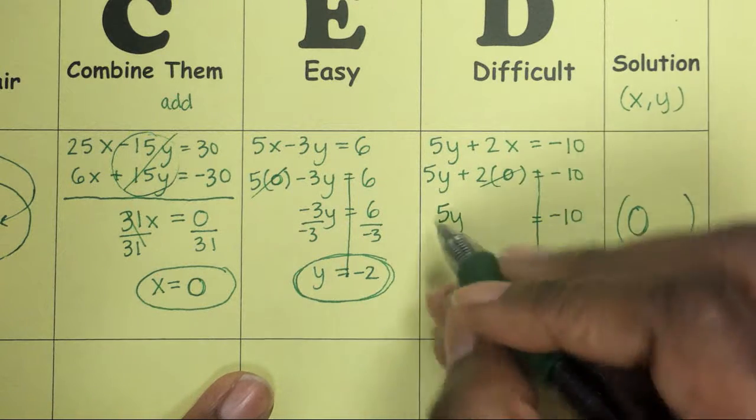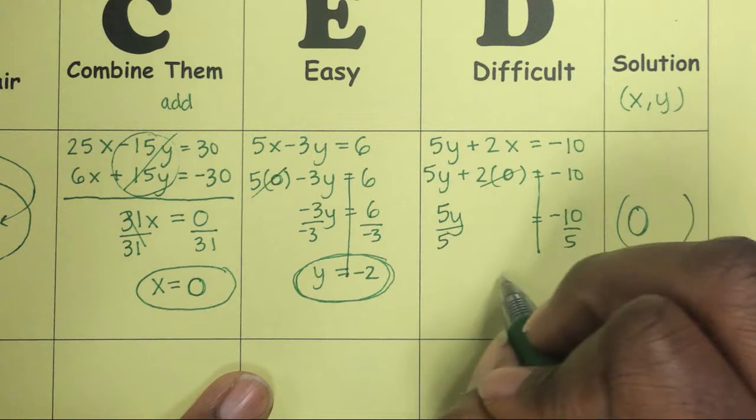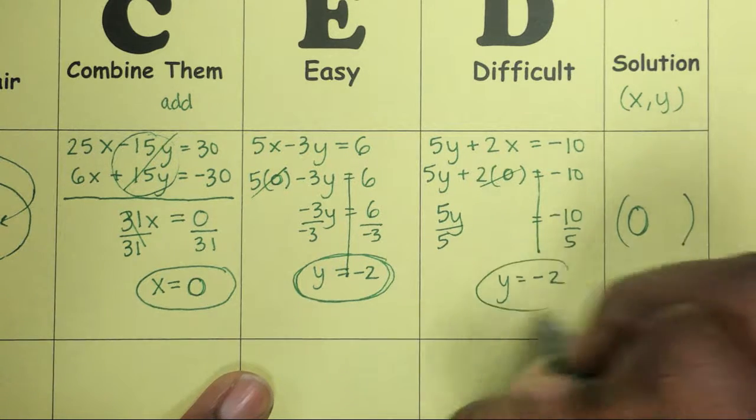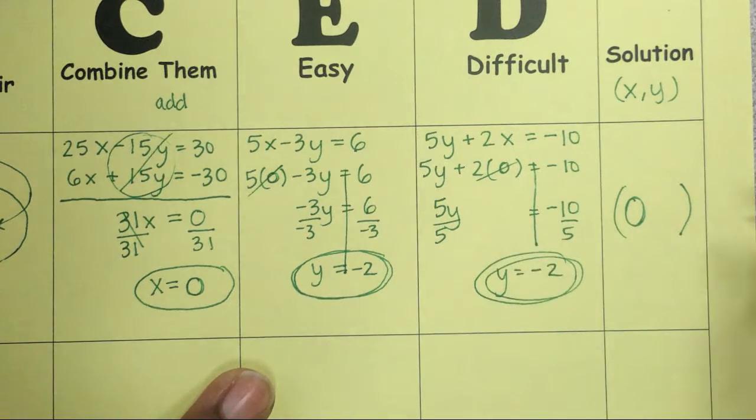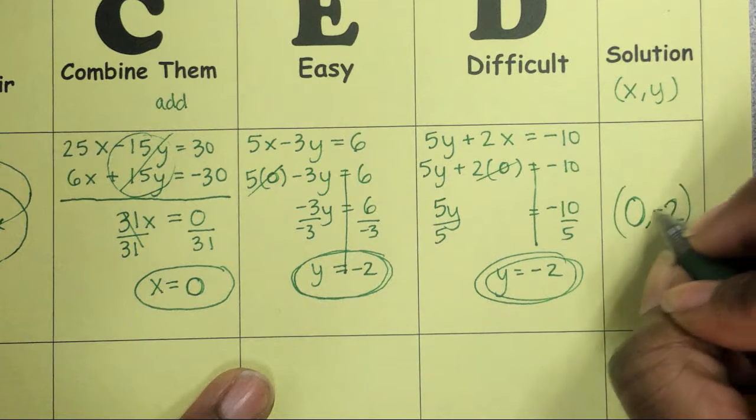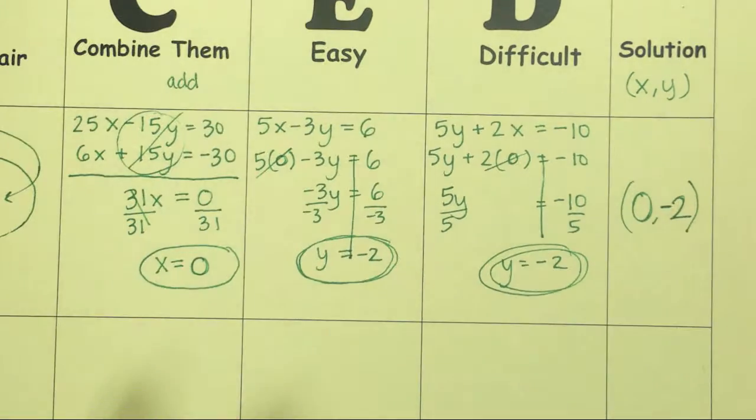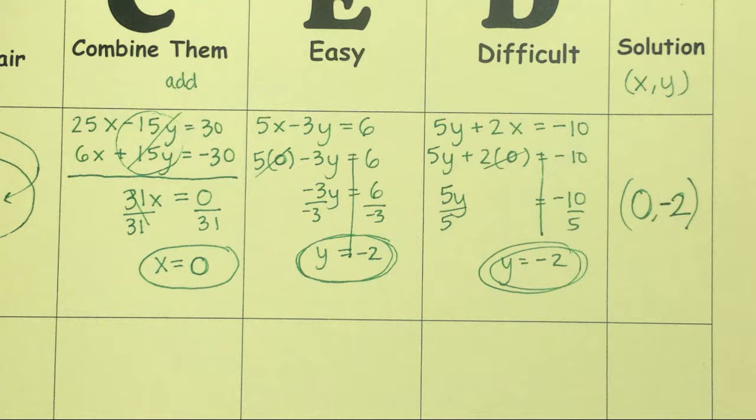So I'm just trying to get y by itself. Divide by 5. Hopefully you'll get the same answer. Then you should be about 99% sure that you have found the solution. And that's going to be it for that problem.